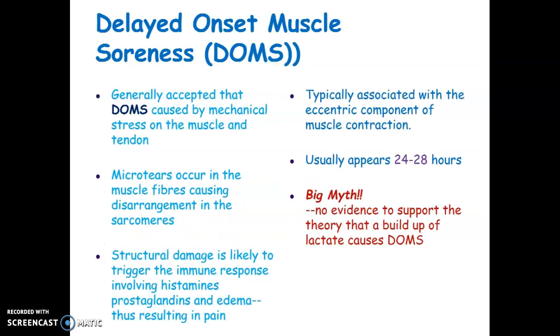And then ultimately, once you have done exercise, you would expect something called delayed onset muscle soreness, or DOMS. And it's generally accepted that DOMS are caused by mechanical stresses on the muscles and the tendons, usually caused by micro tears, causing disarrangement in the sarcomeres. And it's likely to trigger the immune response involving histamines, prostaglandins, and edema, and therefore results in pain. It usually appears between 24 to 48 hours after doing exercise. And there's no evidence at all that the buildup of lactate causes DOMS.